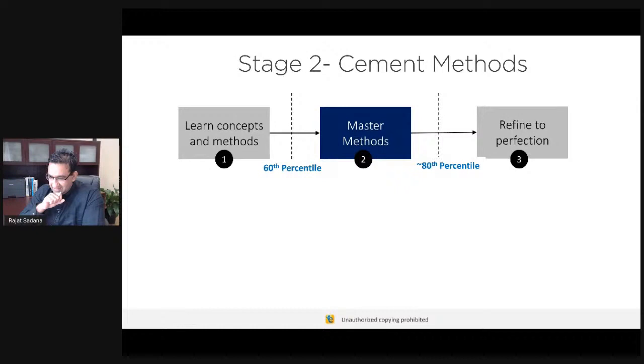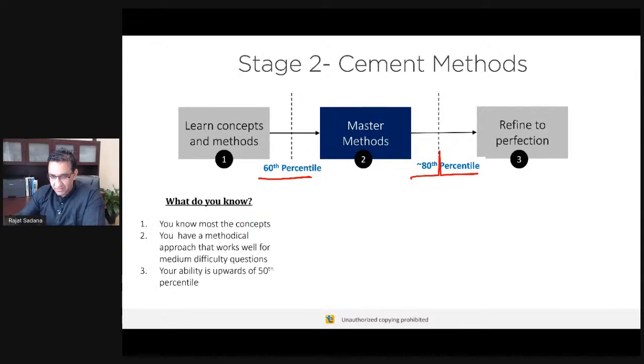Okay. Now let's get to stage 2, where you're going to go from that 60th percentile to that 80th percentile. Let's see what it takes to master stage 2. So let's see what it is that you know coming into stage 2. You know most of the concepts that you need to study. You have a methodical approach, and it's a proper approach that works well for you for medium difficulty questions.